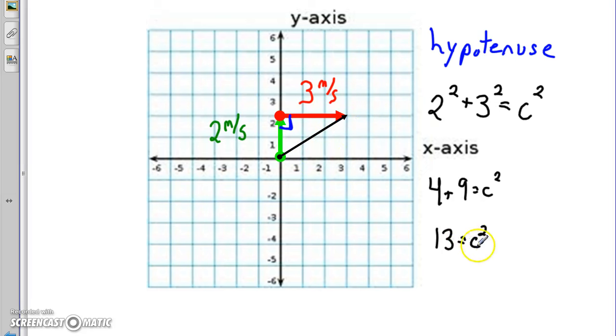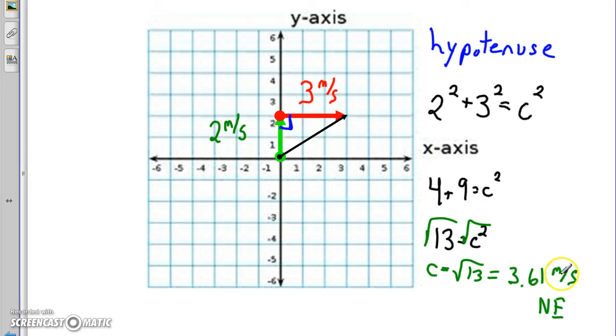Obviously we're trying to get C by itself, so we have to do the opposite function. The opposite function of squaring is to take the square root. So I would square root both sides, and I get that C is just the square root of 13. Now, if you want to leave it like that, that's fine with me. Most people like to see it as a decimal, though, and that's fine as well. So you can plug it into your calculator, and you'll get about 3.6. We'll call it 3.61 if you want. Meters per second, of course. Don't forget your unit, meters per second. And then when we talk about the direction, for now, we're just going to say kind of northeast will work.